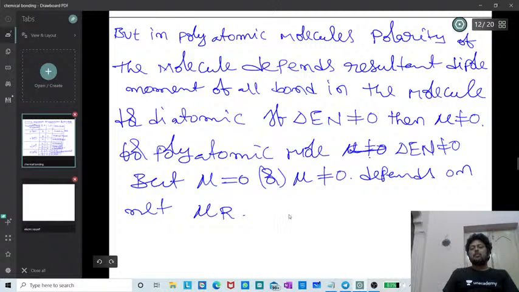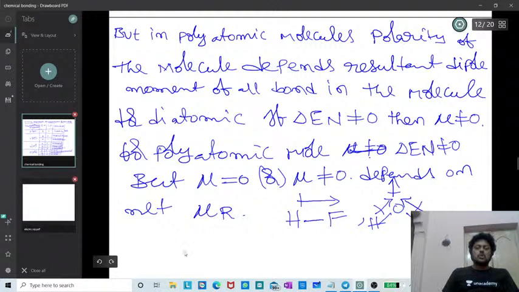Actually, this dipole moment is a vector quantity. It is represented by a crossed arrow. The cross represents the less electronegative atom, and the arrow represents the more electronegative atom. When we take an H2O molecule, O is more electronegative than H. Okay, the net resultant will be in this direction.